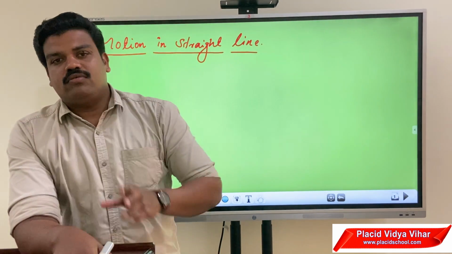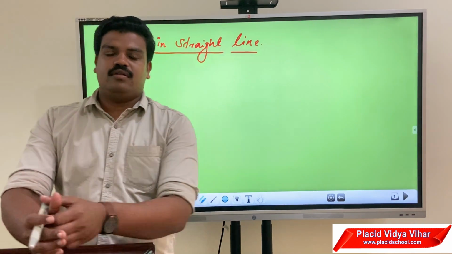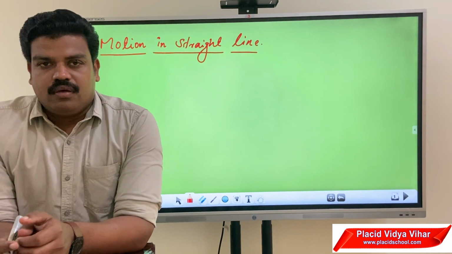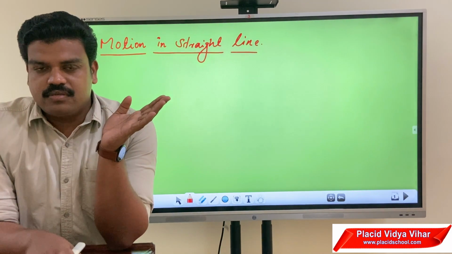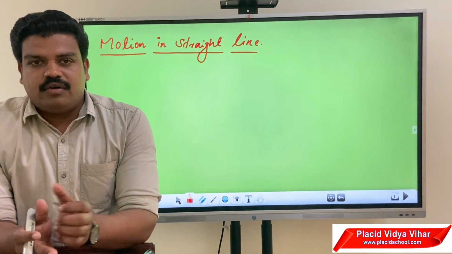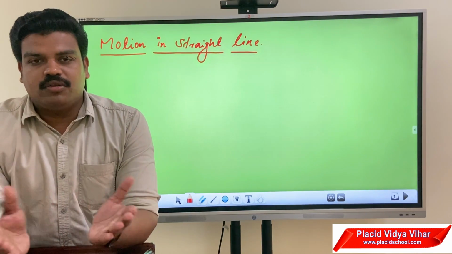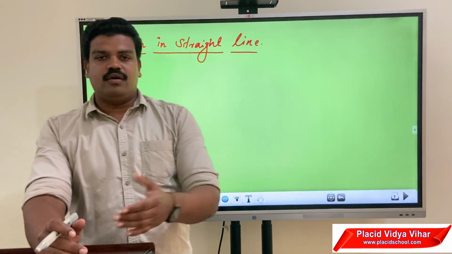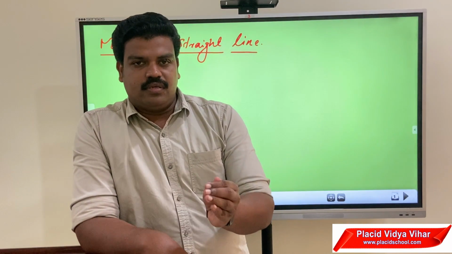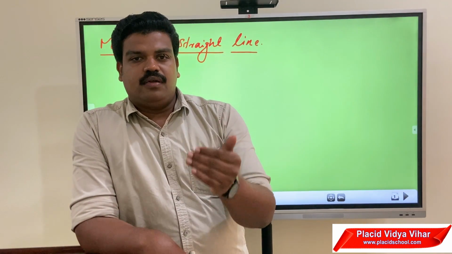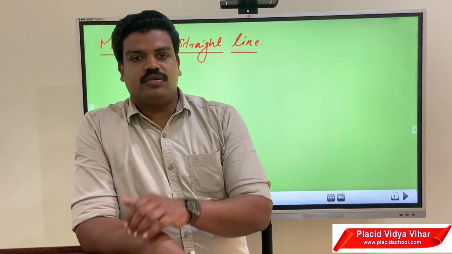Okay, now we are going to start with a new topic. The chapter is motion in a straight line. Motion and rest are fundamental concepts in physics, and this chapter deals with the major difference between rest and motion. Then distance and displacement, which were already discussed in class 9. Distance, displacement, speed, velocity, acceleration. These are the 5 fundamental things we are going to discuss.